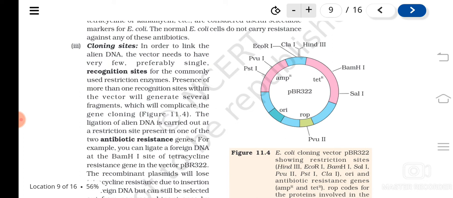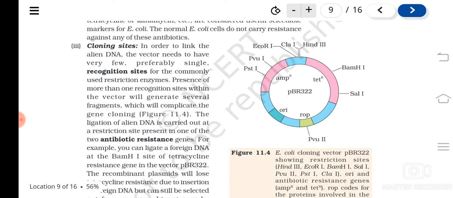This also asks what will happen if a vector has more than one recognition site. It will generate several fragments, which will complicate the gene cloning. So the ligation, or the adding of the alien DNA, is done in a restriction site present in one of the two antibiotic resistance genes.